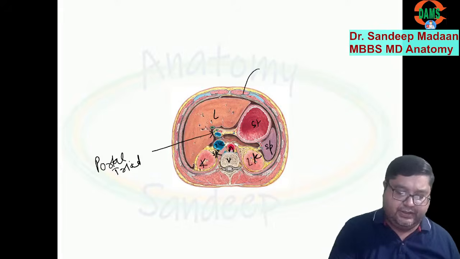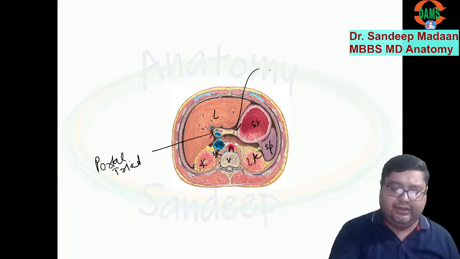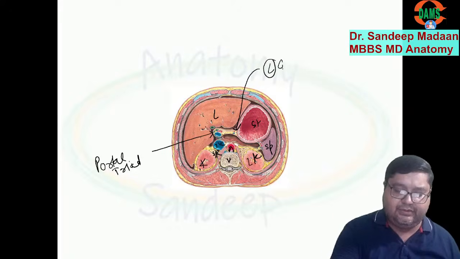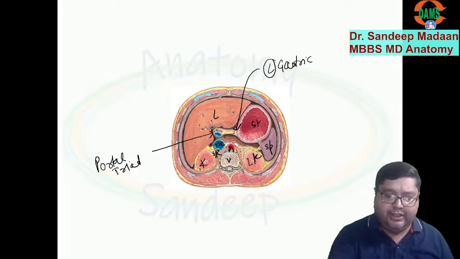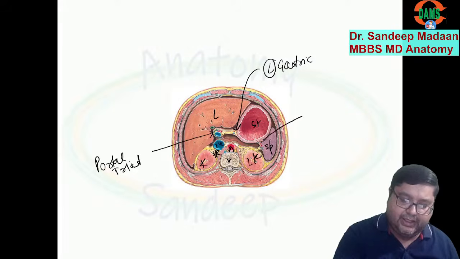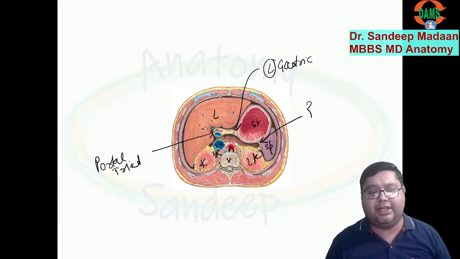And what structure is over here? Along the lesser curvature, we have the gastric artery, majorly left gastric, but it can be right gastric also. And can you tell me what will be contained here in this ligament? What is the ligament? Gastrosplenic ligament, between the stomach and the spleen.